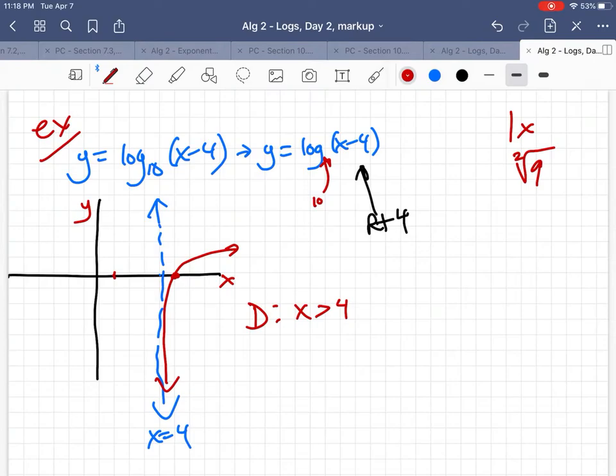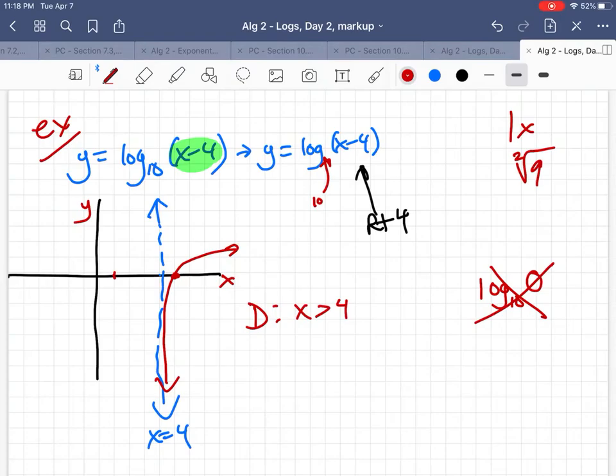But you don't always have to look at the picture to tell the domain. You can look at this little piece right here. That piece has to stay greater than 0, because remember from our last lesson, you can't do a log with any base if there's a 0 here. You can't do it because 10 to a power cannot ever equal 0.